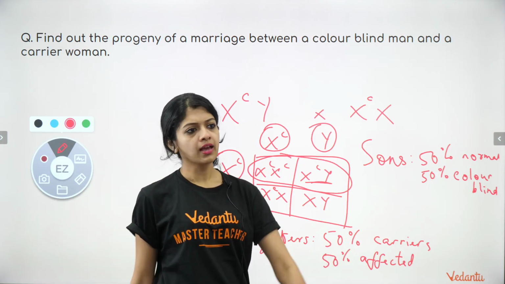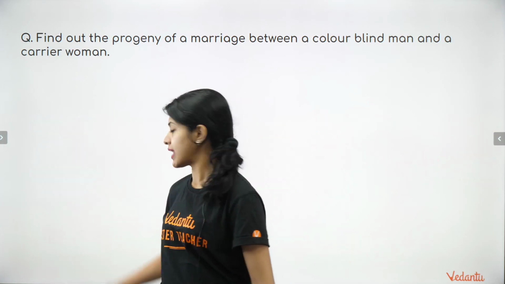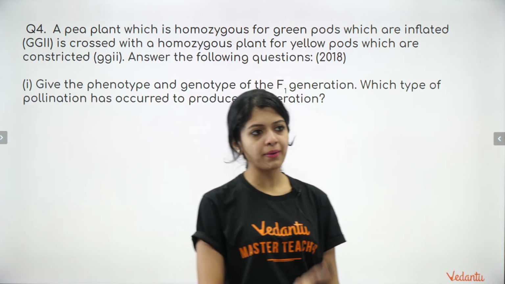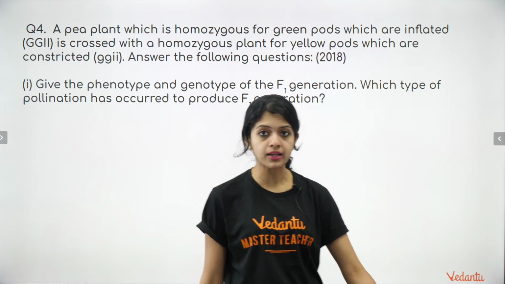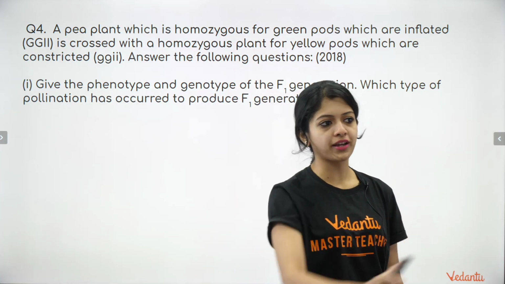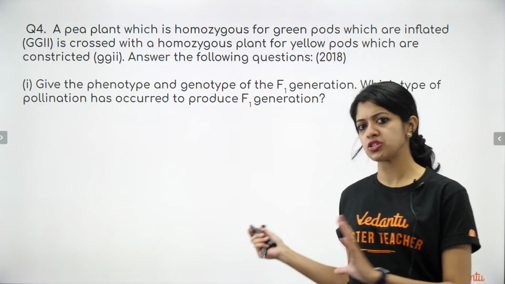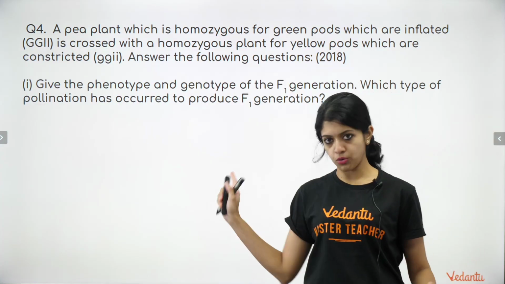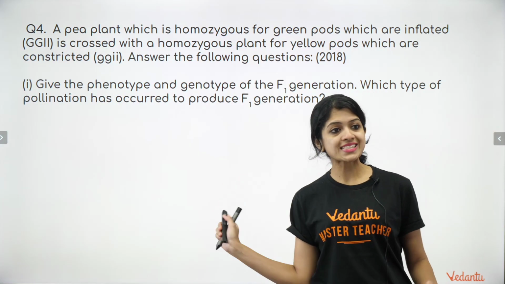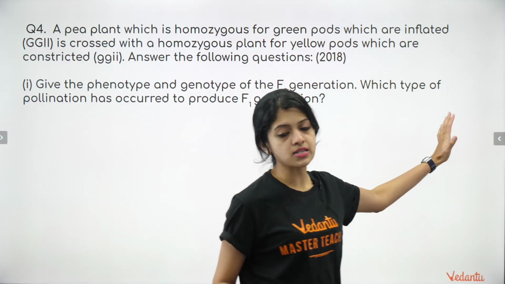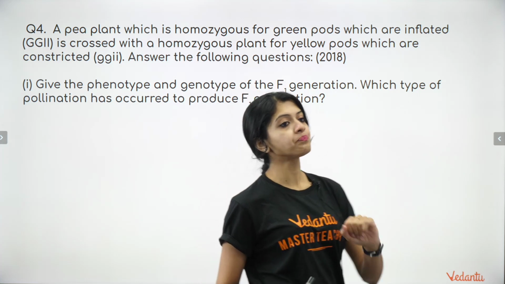Okay, children? All right. Now moving on. Let's look at our last question, but this is a 5-marker, so it may take us a little more time than the others. A pea plant. Now, this is the type of questions that you can expect. What I'm showing you right now, this type normally comes in section B. As you can see, this was asked in the 2018 exam also.